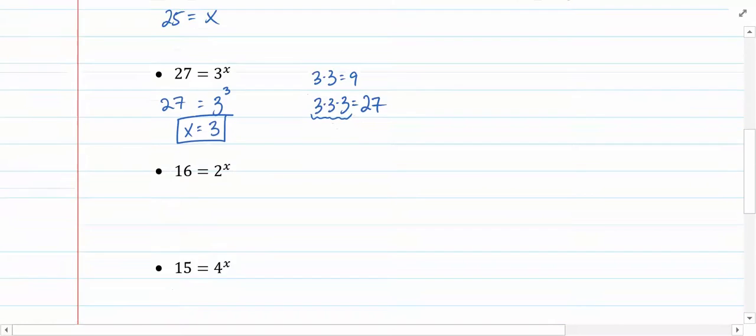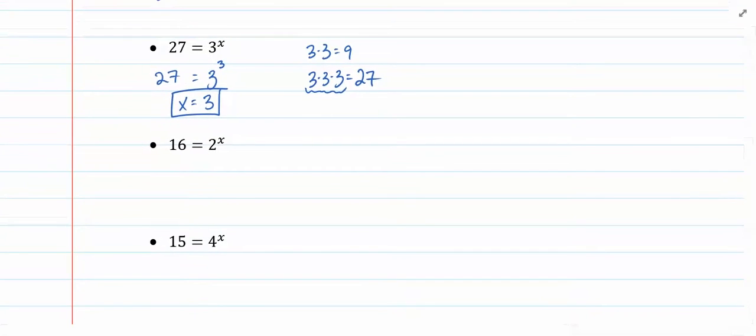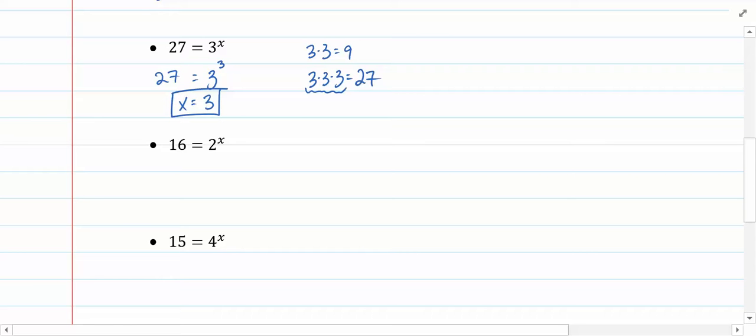Let's take a look at another one. 16 is equal to 2 to the x power. Well, I know 2 times 2, this would be 2 squared, that's 4. 2 times 2 times 2, well, that's 2 cubed. That equals 8. And if we multiply 8 by 2 again, that's what would equal 16. 2 to the fourth power is equal to 16. Therefore, x itself has to be 4. So good, I've got 2 solutions for these exponential functions.